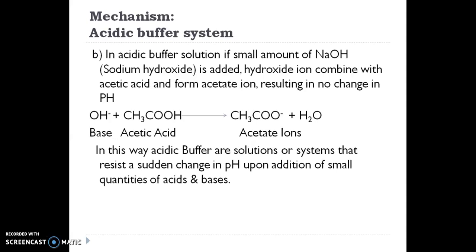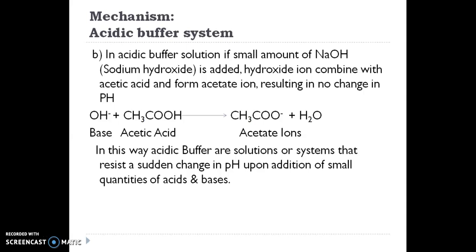Similarly, in the acidic buffer solution, if we add a small amount of base, for example sodium hydroxide, the hydroxide ion, that is OH minus ion, combines with the acetic acid. As I told you earlier, in the acidic buffer system there are two main components: first the acetic acid and second the acetate ion.